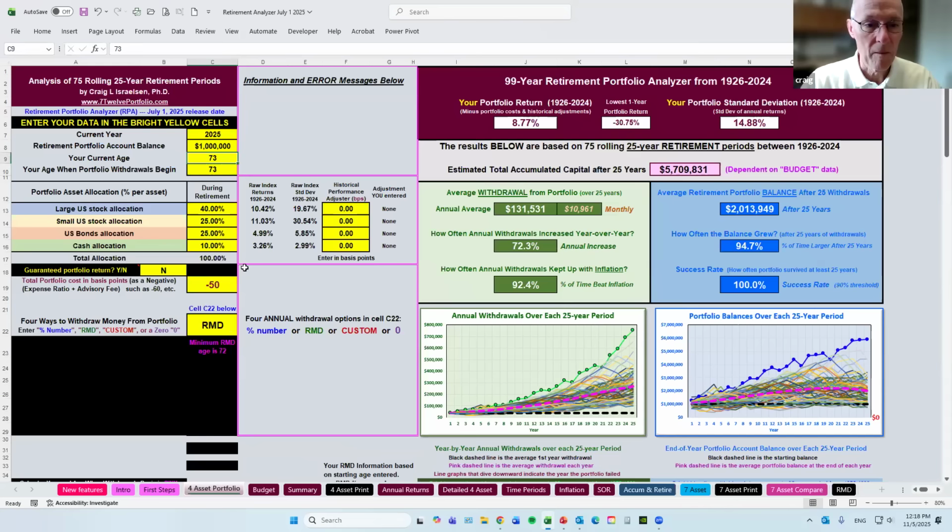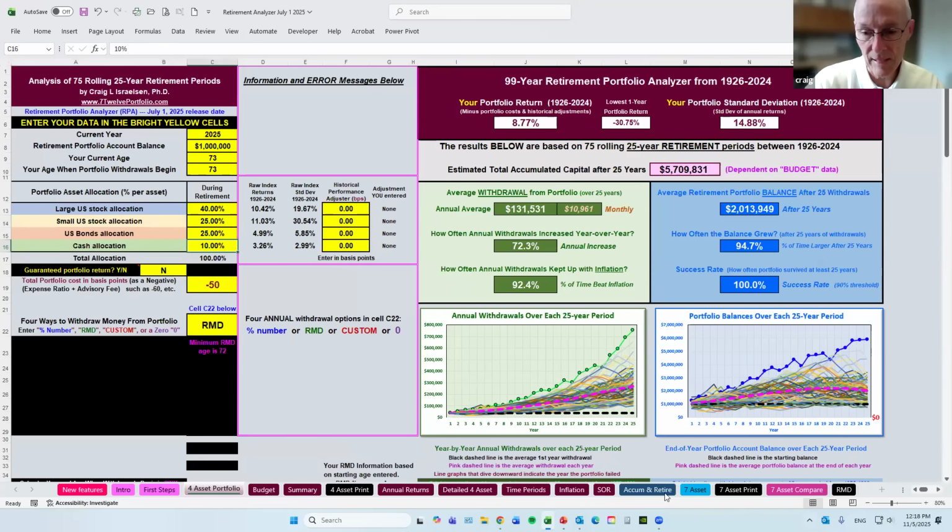So at this point, we can adjust asset allocation. We have a large stock, large US stock, S&P 500. We have a small stock allocation in our retirement portfolio. We have a bond allocation, and we have a cash allocation. I understand that there are other asset classes out there.